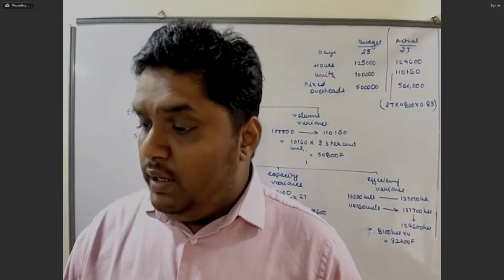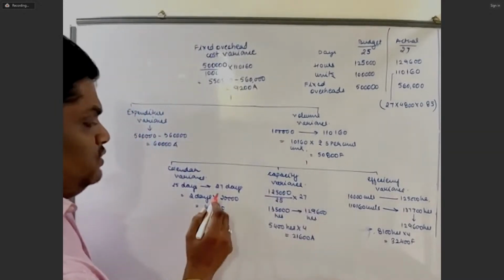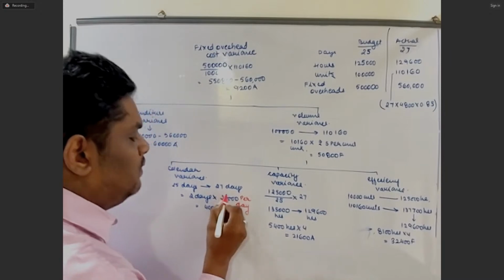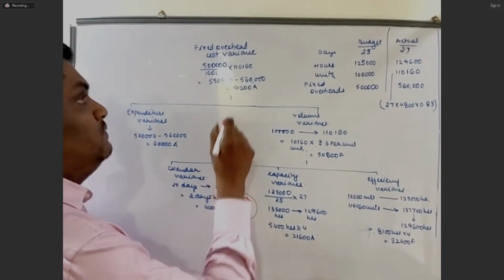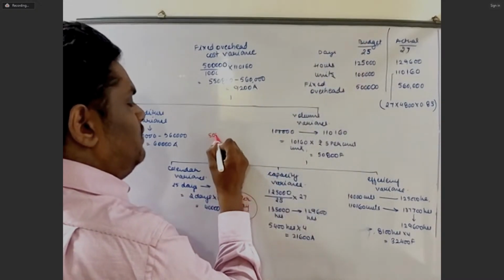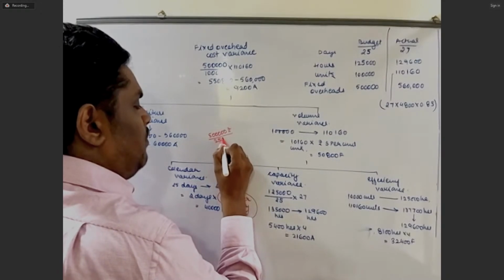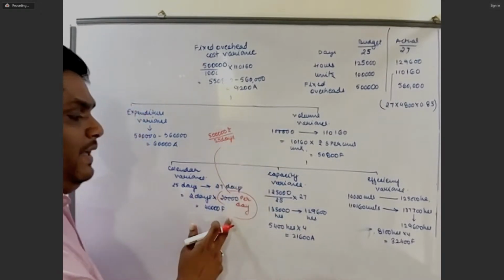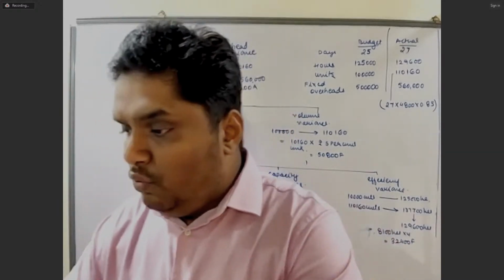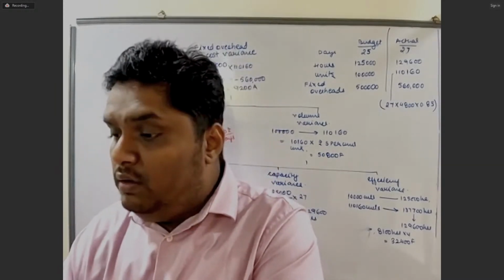Okay, sir. In calendar variance, how did you get 20,000? So this 20,000 is the per day rate. 5 lakh are the total overheads divided by 25 days. So we'll be getting the rate of 20,000 per day. Very good, Rushita. Your answers are correct. Very good.